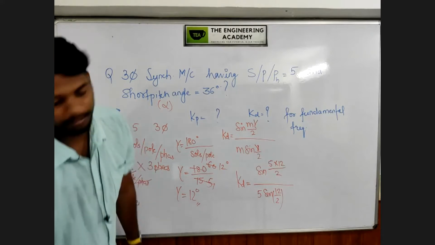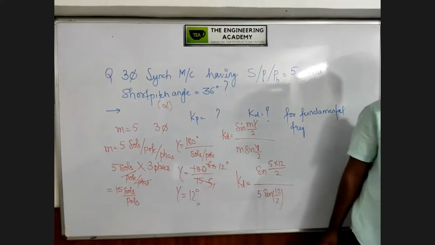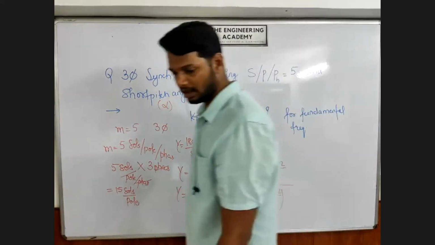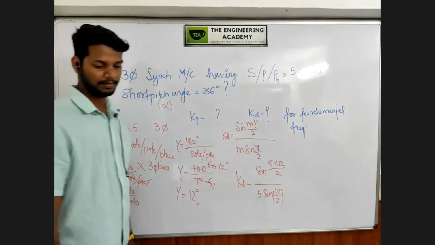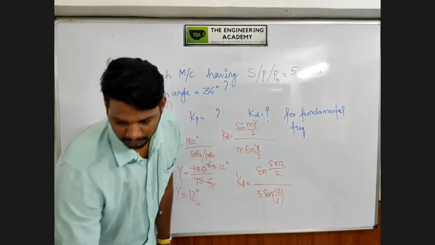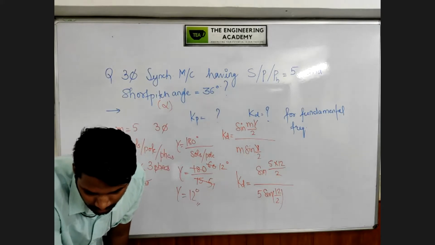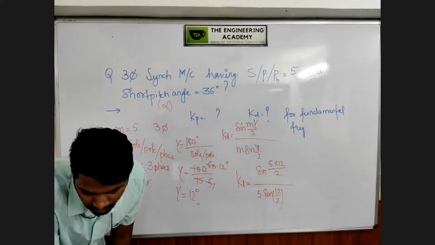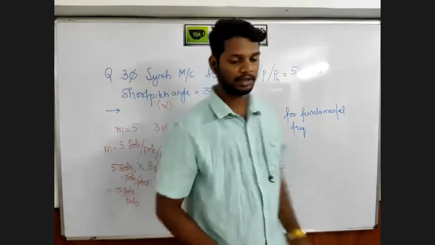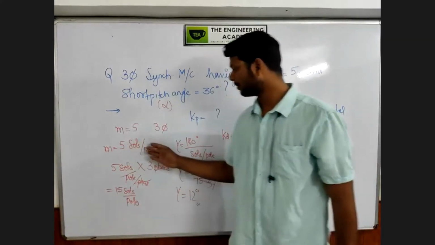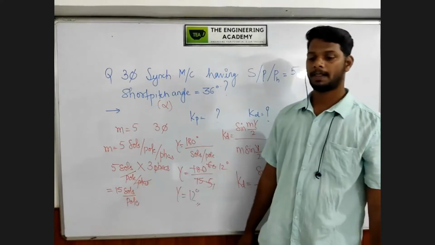Okay, you can tell me in the chat box. Can anyone tell me the value of kd? I will not solve the whole question. I will just give you a hint on how to solve it. You have to solve it. Okay. Does everybody get this point? How are these 5 slots per pole per phase? I have written 15 slots per pole.